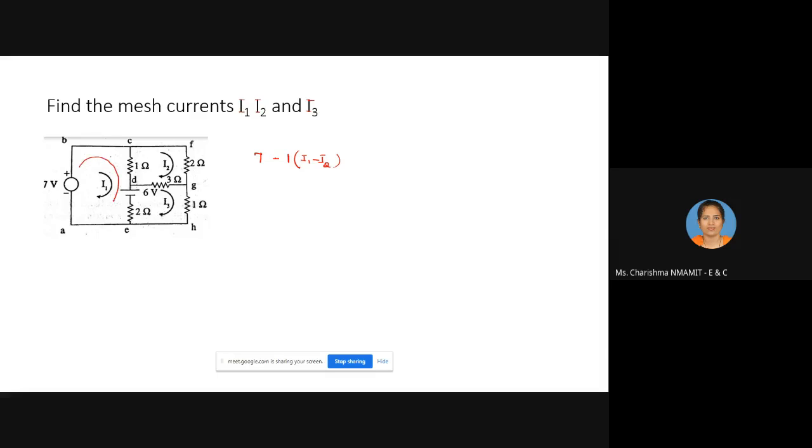You are writing the equation for this particular mesh. Here you have a voltage source, this resistor, this voltage source, and here one more resistor. So 7 minus, because I1 is flowing from plus to minus here, also plus to minus, whereas I2 is flowing in the opposite direction to I1. So 7 minus 1 into I1 minus I2, plus to minus 6 volt. Here plus to minus 2 into I1 minus I3 equal to 0.